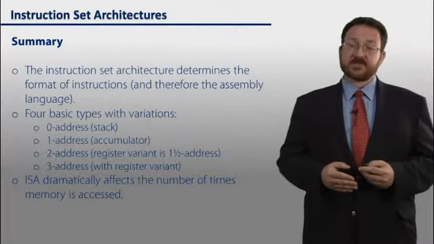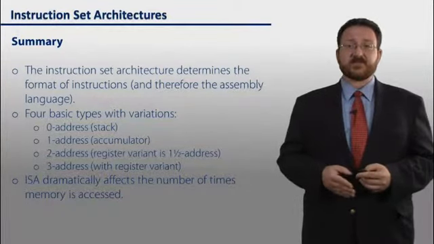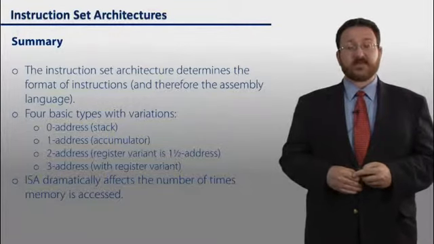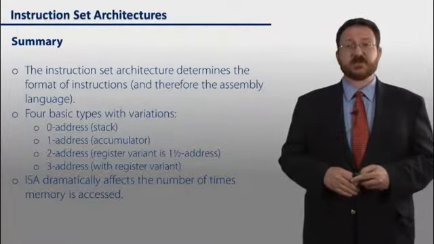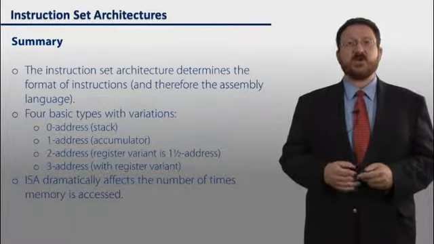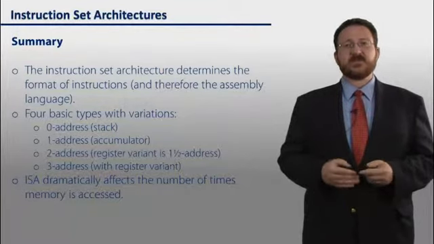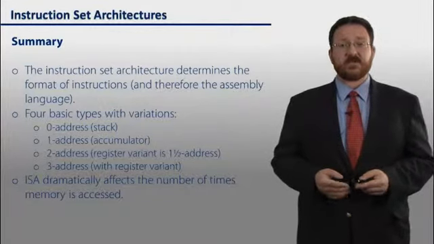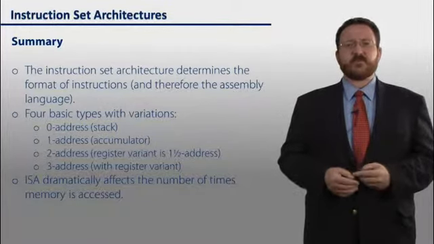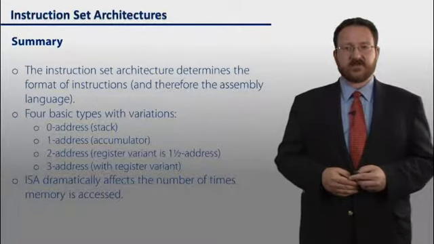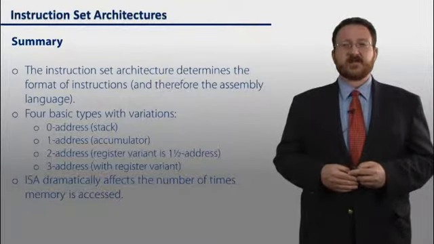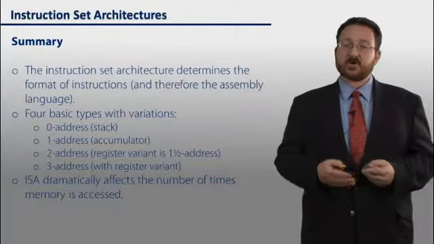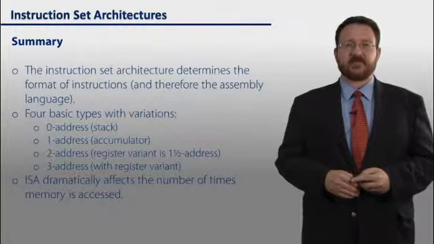In summary, the instruction set architecture determines the format of instructions and thereby the assembly language that we will be writing in. The 4 basic types of instruction set architectures are 0 address, that is stack-based, 1 address, that is accumulator-based, 2 address, and a variant that includes registers that's a 1.5 address machine, and then 3 address and a variant where we also have registers for temporary variables. And the instruction set architecture dramatically affects the number of times memory is accessed, which, according to our von Neumann bottleneck, is something we want to minimize.